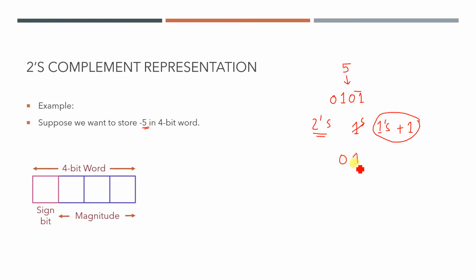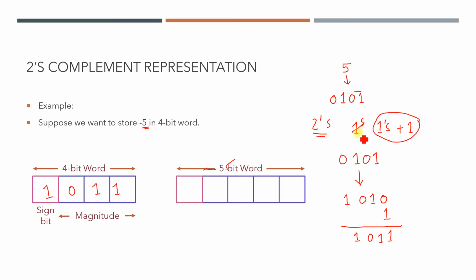So 0101 is the binary equivalent of 5 in 4-bit. Now the ones complement of this will be 1010. Then you have to add 1 to it. So 1 plus 0 is 1, and this is 1011. So the answer will be 1011 in twos complement representation. If you see this output, you can see the sign bit is already 1. That means it is a negative number. Similarly, if you want to represent this in a 5-bit word, where the first bit represents the sign bit and the remaining 4 bits represent the magnitude, how will you do that?